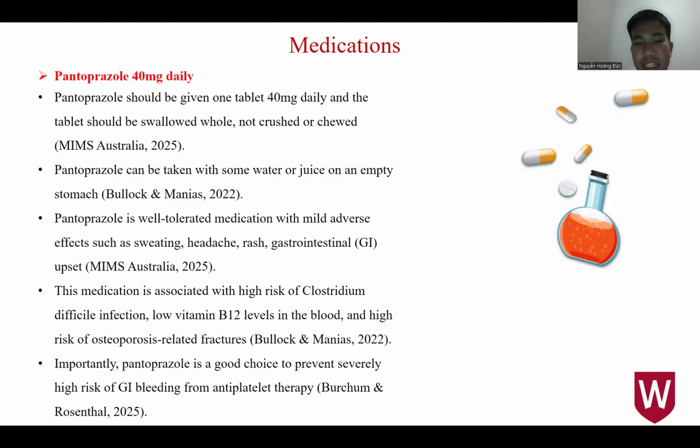Pantoprazole is a well-tolerated medication with mild adverse effects such as sweating, headache, rash, and GI upset. This medication is associated with a high risk of Clostridium difficile infection, low vitamin B12 levels in the blood, and a high risk of osteoporosis-related fractures. Importantly, pantoprazole is a good choice to prevent the severely high risk of GI bleeding from antiplatelet therapy.